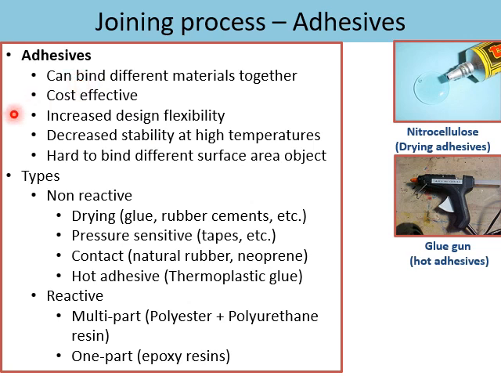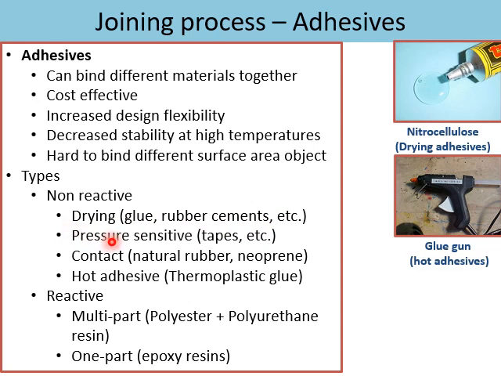In detail, adhesive can bind different materials together, which is cost effective, increases design flexibility, decreases stability at high temperature, and is hard to bind different surface area objects. Types of adhesive are non-reactive and reactive. Non-reactive adhesive involves a drying mechanism, such as glue, rubber, cement, and many more.